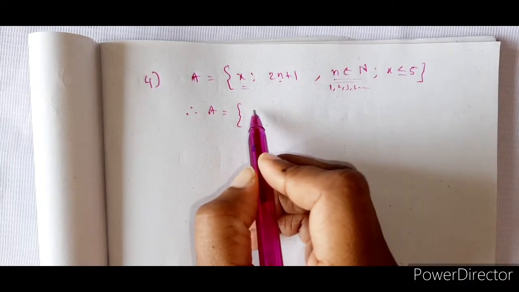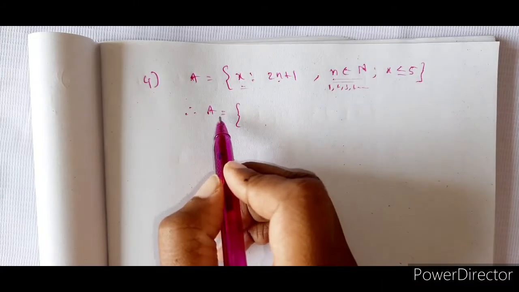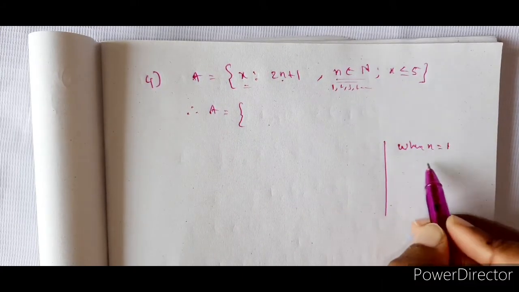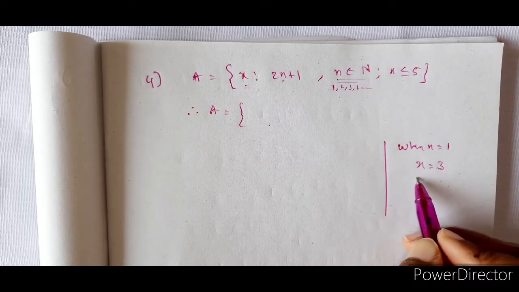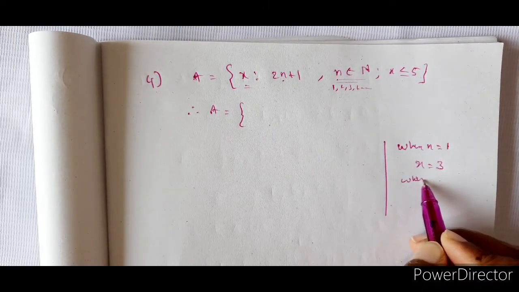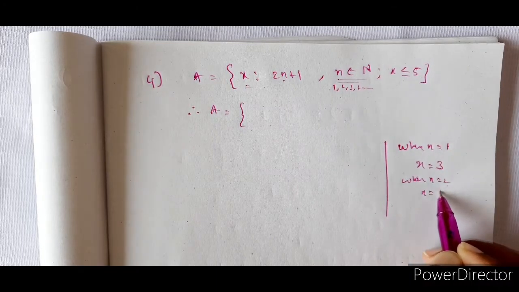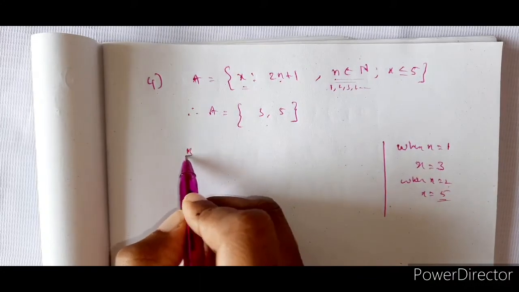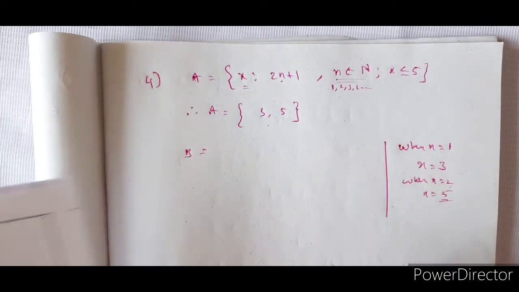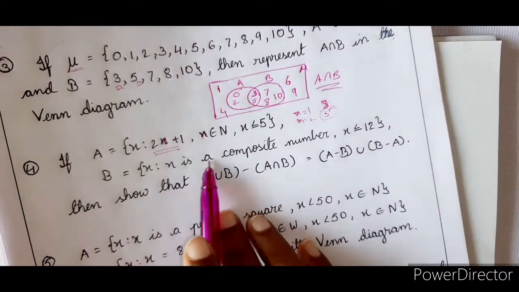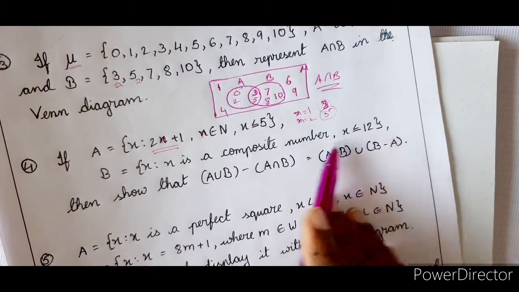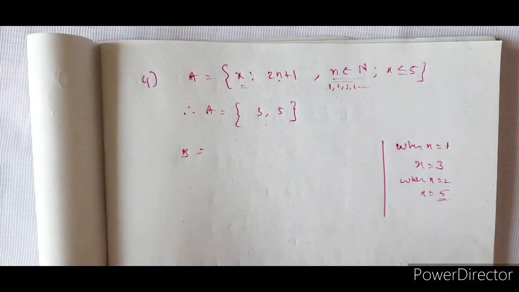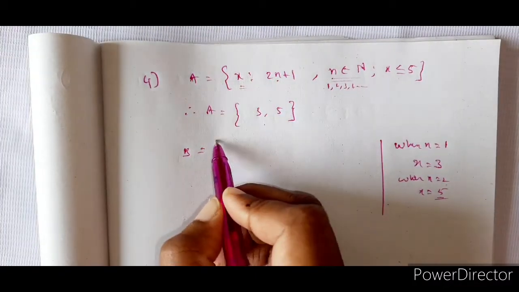So when N is equal to 1, X is equal to 3. When N is equal to 2, X is equal to 5. So therefore A is 3, 5. Now coming to B, it is a composite number. What is said? X is a composite number less than or equal to 12. No formula is given, right? So directly less than or equal to 12, and that should be a composite number.